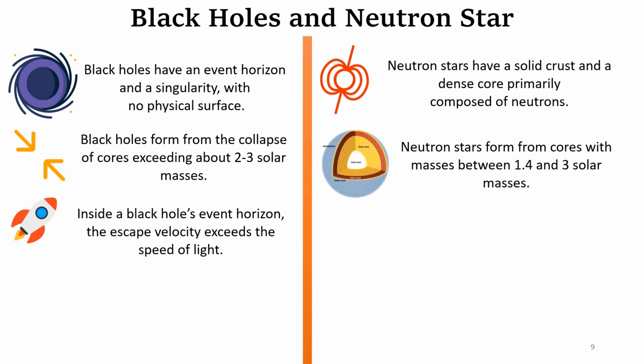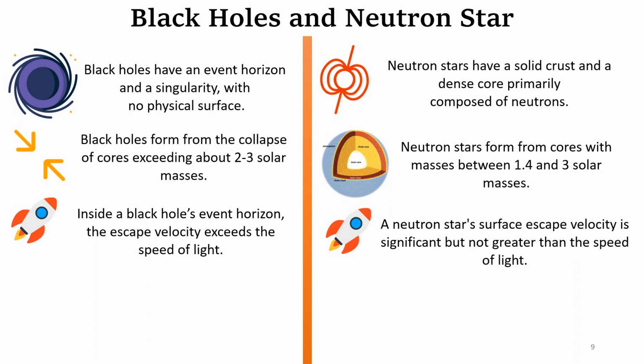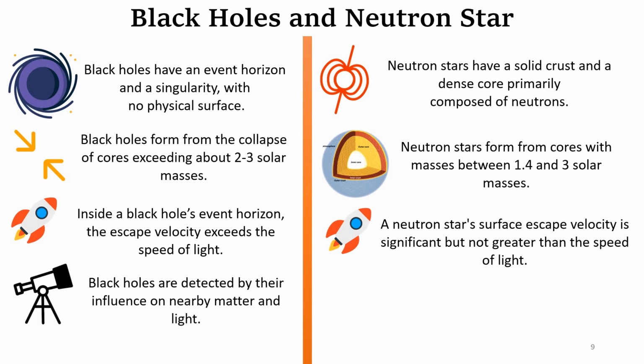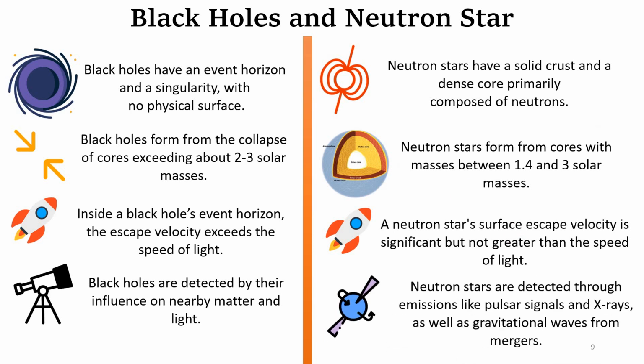Escape velocity: inside a black hole's event horizon, the escape velocity exceeds the speed of light, while in neutron stars escape velocity is definitely significant but not greater than the speed of light. Talking of the detection, black holes are detected by their influence on nearby matter. Neutron stars are detected through emissions like pulsar signals and X-rays, as well as gravitational waves from mergers. Merger means the merger of two neutron stars, which heavily emits gravitational waves.